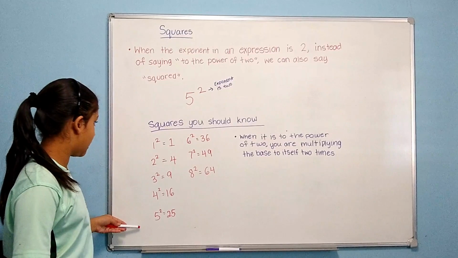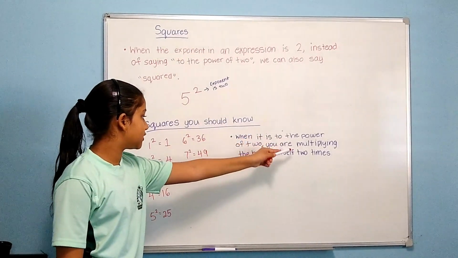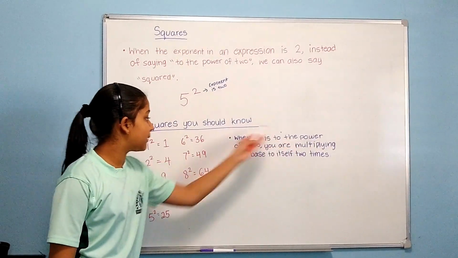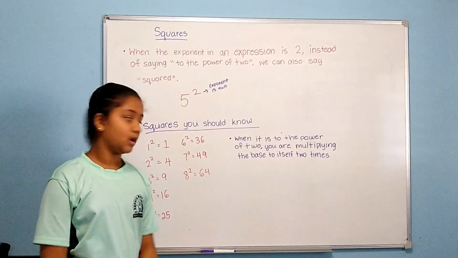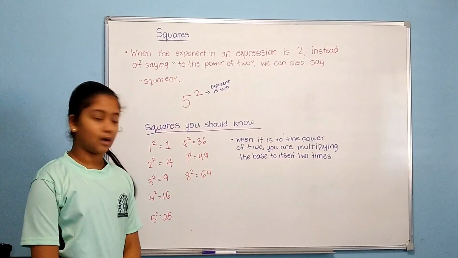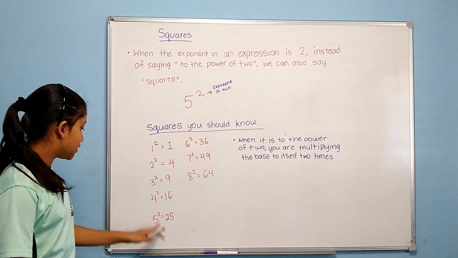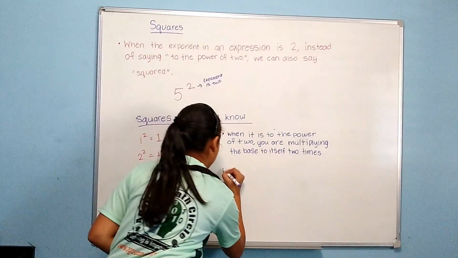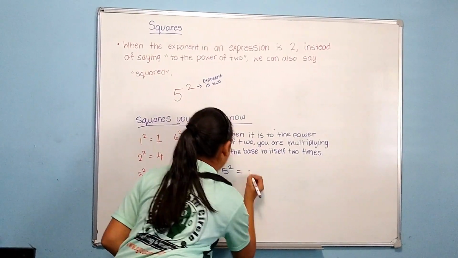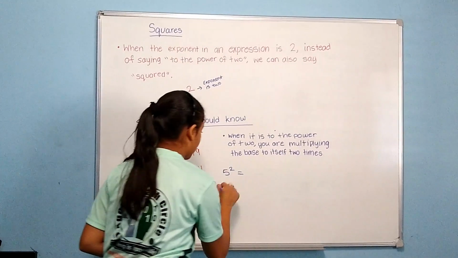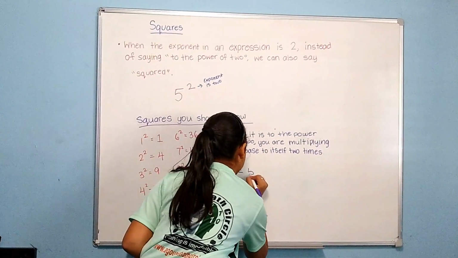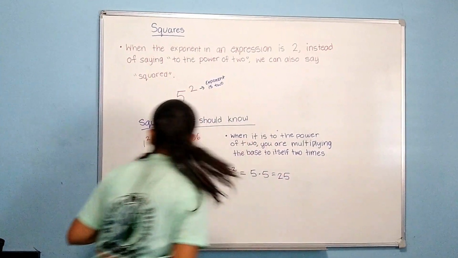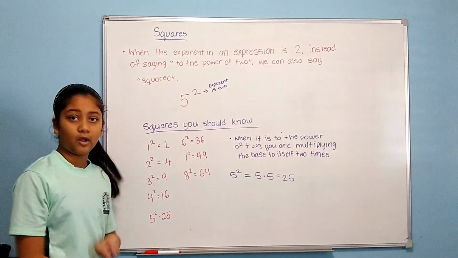Here are some squares that you should know. When a number is to the power of 2, or squared, you are basically multiplying the base by itself 2 times, since the exponent is 2. So, here are some examples of squares. Let's look at an example like 5 squared. In 5 squared, what we're basically doing is multiplying 5 by itself 2 times since the power is 2. So that's 5 times 5, and 5 times 5 is 25. So that's how you get the answer. And this goes for all the other numbers as well.